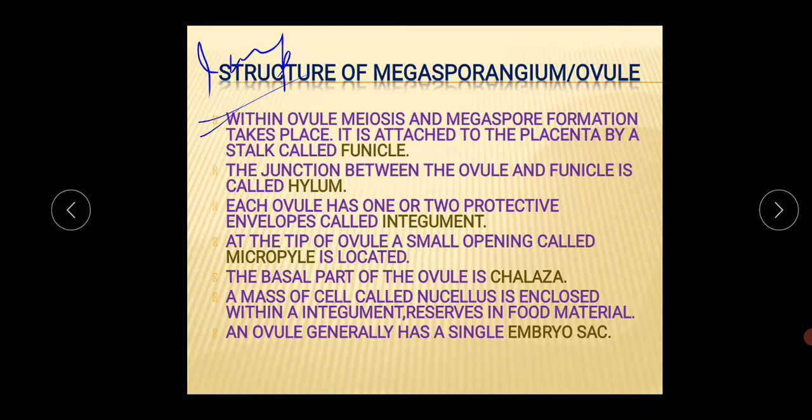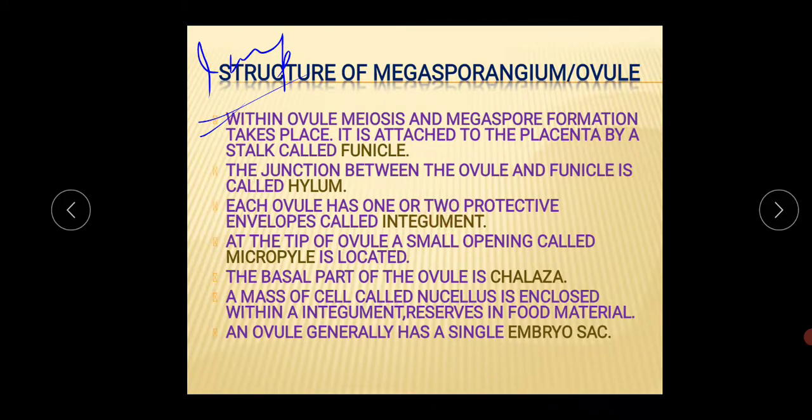Each ovule has one or two protective envelopes called the integument. So the ovule has two to three layers for protection, and these layers are collectively called the integument.